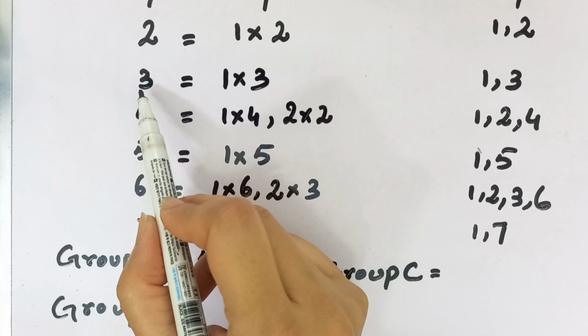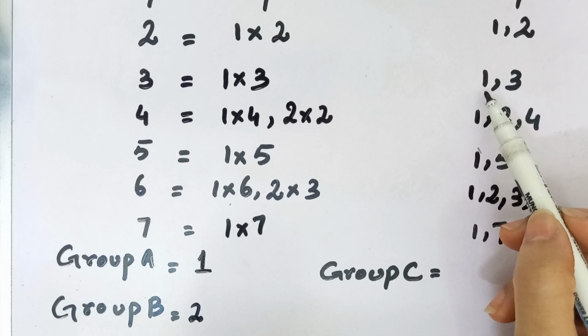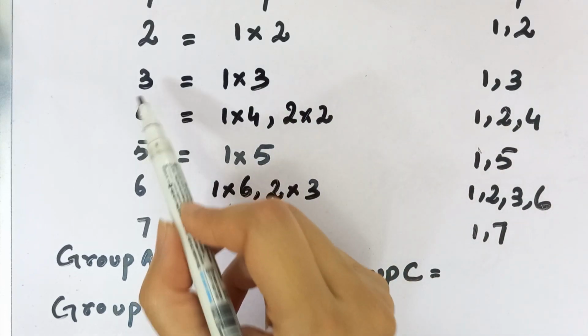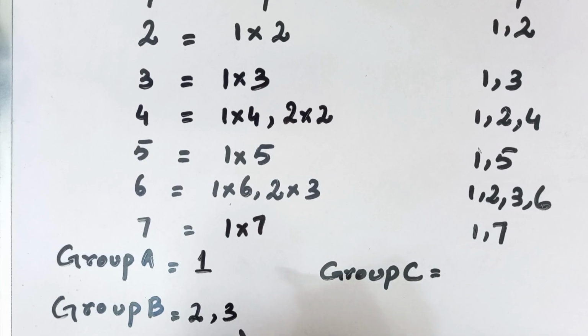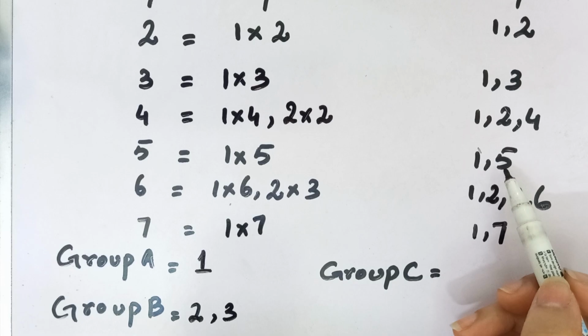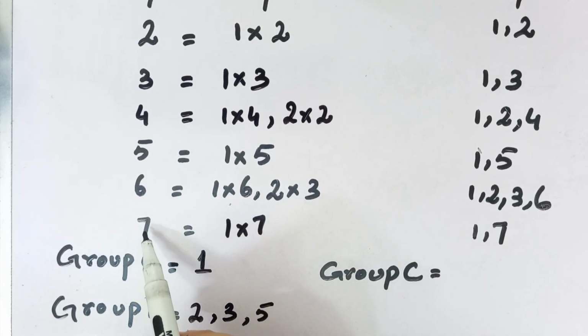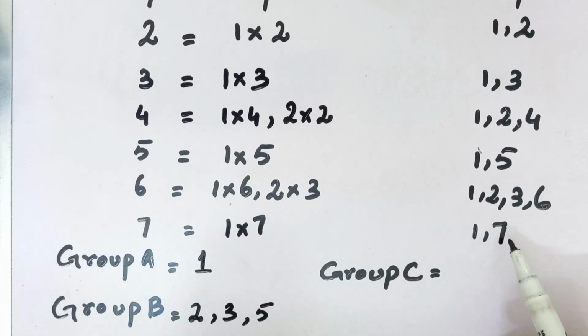Then we see that number 3 has exactly 2 factors. One of the factors is 1 and the other is the number itself, 3. So 3 belongs to Group B. Then 5 has exactly 2 factors. One of the factors is 1 and the other is the number itself. So 5 belongs to Group B. Then we see that 7 has exactly 2 factors. One of the factors is 1 and the other is the number itself. So 7 belongs to Group B.